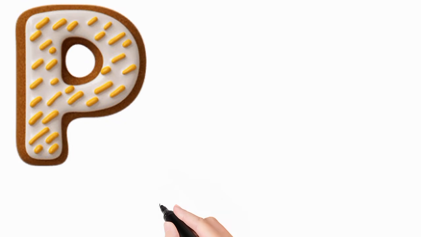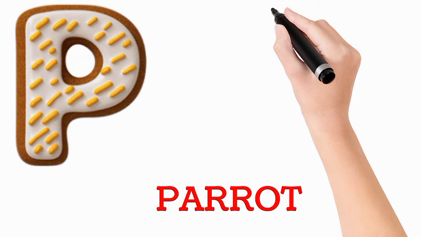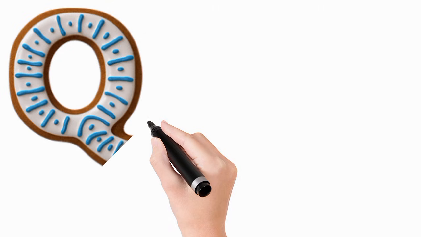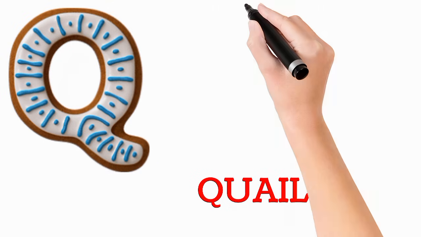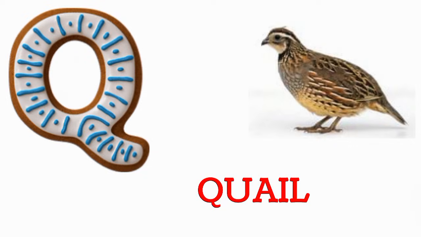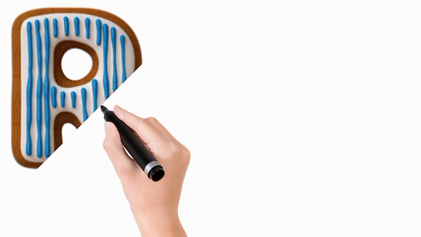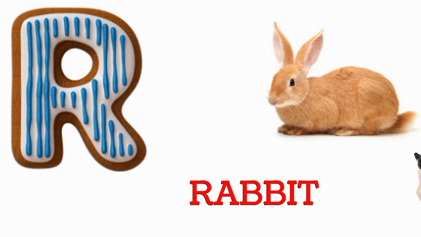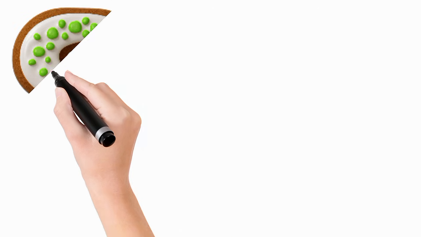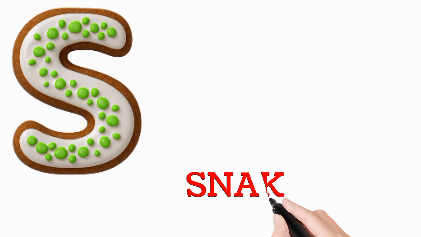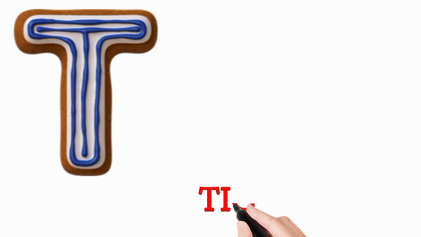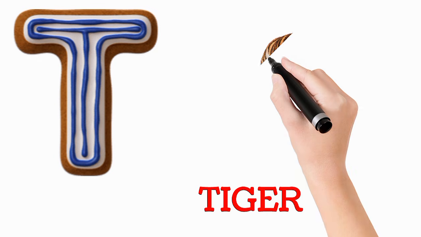P for parrot. Q for coil. R for rabbit. S for snack. T for tiger.